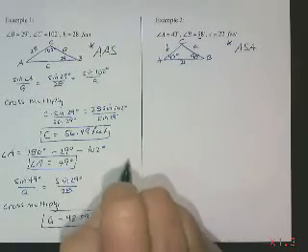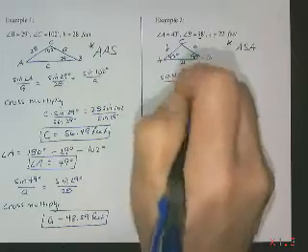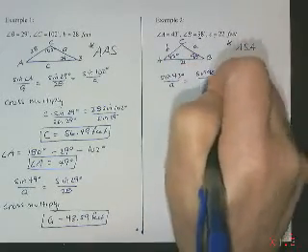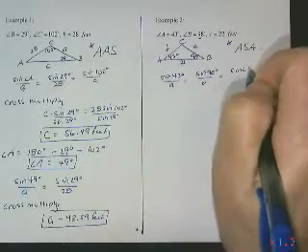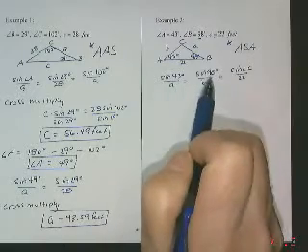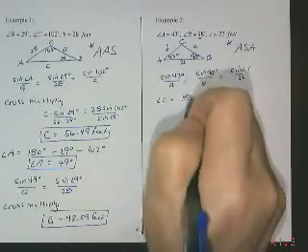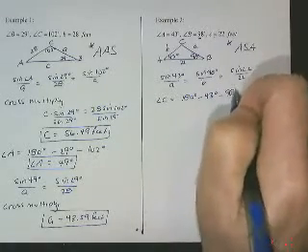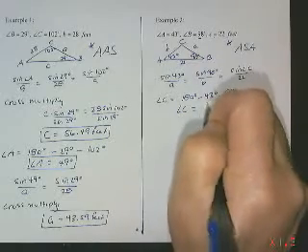I'm going to set up my proportion like I did before. So I have sine of 43 degrees over a equals sine of 98 degrees over b equals sine of angle C over 22. Since I have these two angles, I can easily find angle C. So angle C is going to equal 180 degrees minus 43 degrees minus 98 degrees. So angle C ends up being 39 degrees.